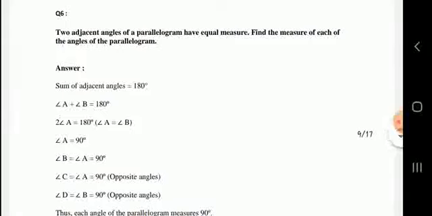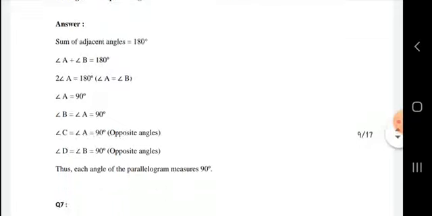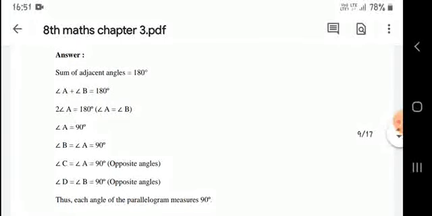Next, two adjacent angles of the parallelogram have equal measure. Let us find the measure of each of the angles of the parallelogram. So angle A plus angle B is equal to 180 degrees. So therefore 2 angle A is equal to 180 degrees. So therefore angle A is equal to 90 degrees. So therefore angle C is equal to angle A is equal to 90 degrees. Angle D is equal to angle B is equal to 90 degrees, as opposite angles will be equal.